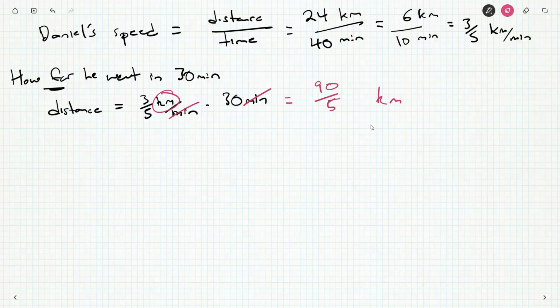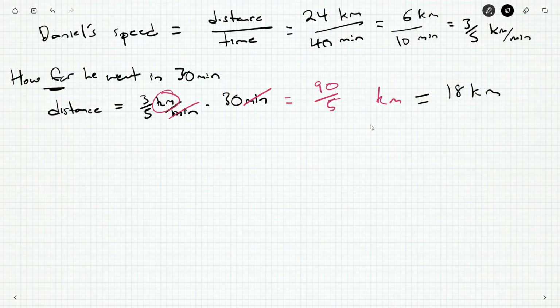90 over 5, we can simplify a little bit. If you have your calculator, you can do it. Or maybe you've just done enough math that you know this sort of stuff. 18 kilometers. Does this make sense? 24 kilometers is more than 18 kilometers. We would expect him to go further with more time. 40 minutes is more than 30, so this makes a little bit of sense at least.